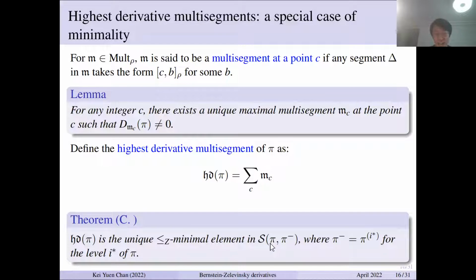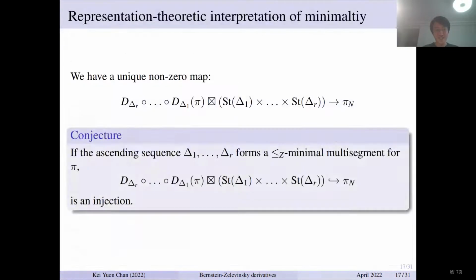So S pi minus. So pi minus means the highest derivative, which is the highest derivative I star. So I star Bernstein-Zelevinsky derivative. So as we said before, it is irreducible. So this notation makes sense. So, okay, hopefully this gives you a good example of the minimality.